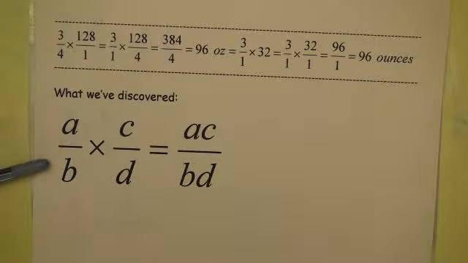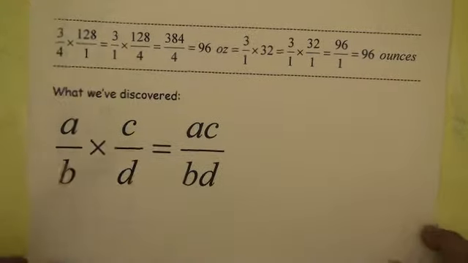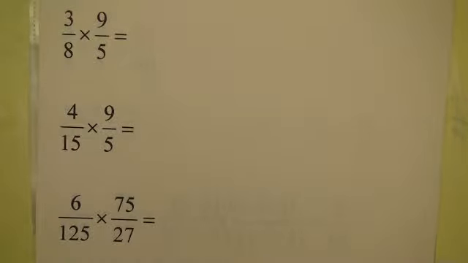All right, this is what we have discovered. Again, ladies and gentlemen, there are no rules in mathematics, there are only discoveries. We have discovered that if you wanted to multiply 2 fractions, we would multiply the numerators straight across, multiply the denominators across. There you go. So here's 3 examples. 3/8 times 9/5. Press pause and write them down if you want.